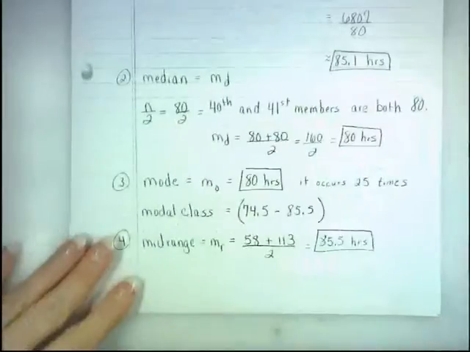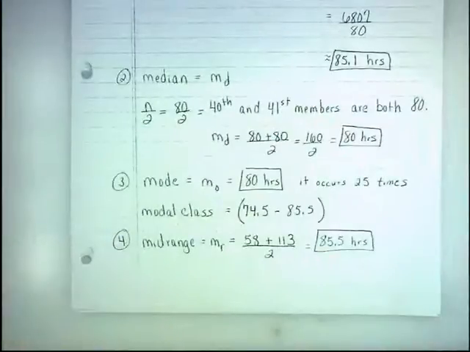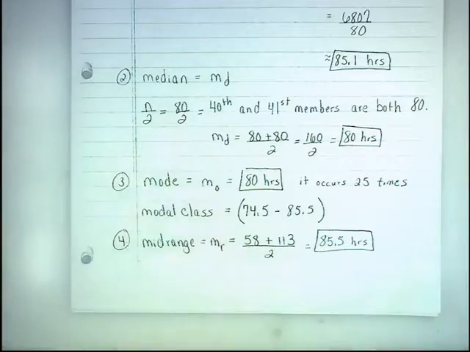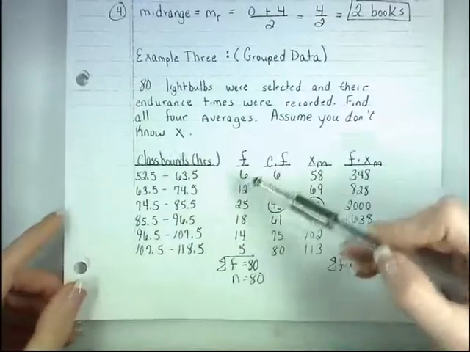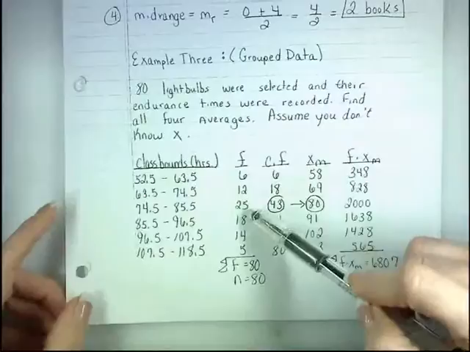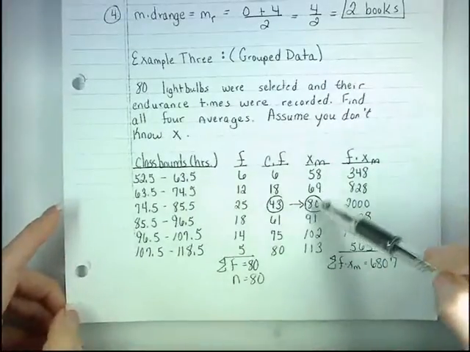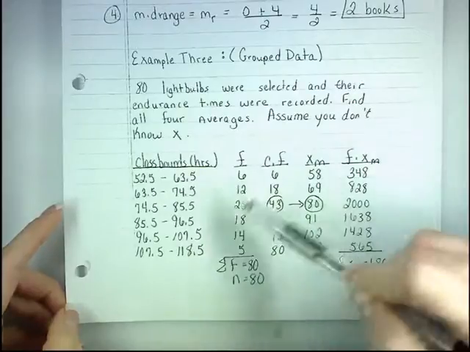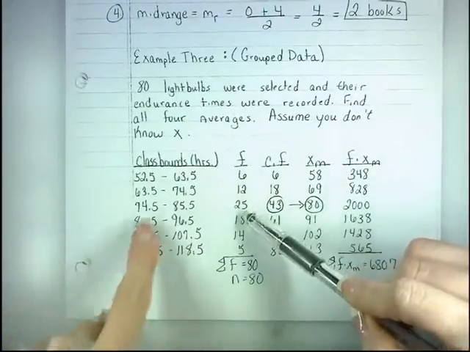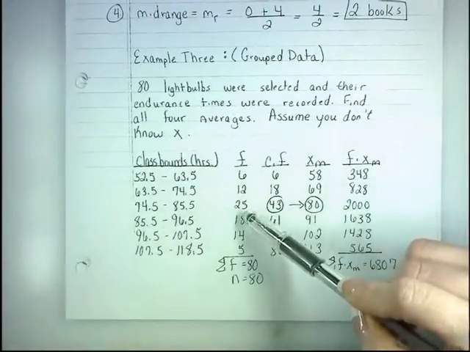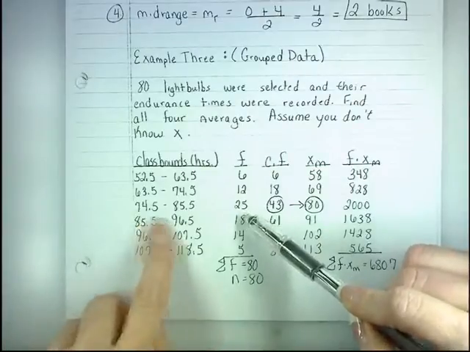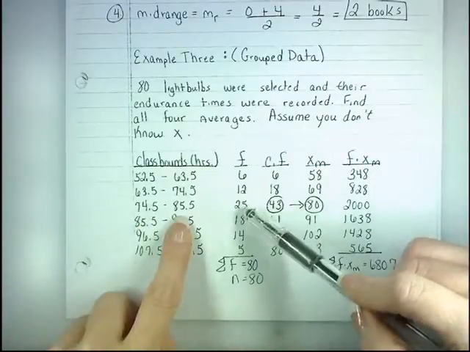Now the mode is the data value that occurs most frequently, and in this case it's going to be the midpoint that occurs most frequently. The largest frequency is 25, because I had 25 light bulbs endure about 80 hours, so the mode is 80 hours. And then sometimes they ask you with group data problems to find the modal class, and you will say 74.5 to 85.5 if they ask for the modal class.